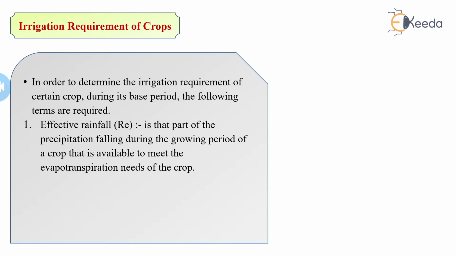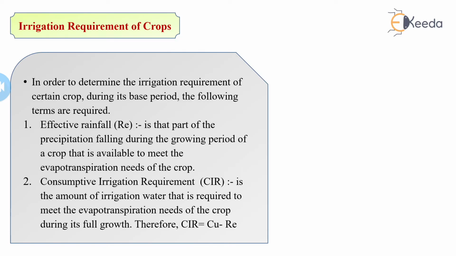Then the consumptive irrigation requirement. It is defined as the amount of irrigation water that is required to meet the evapotranspiration needs of a crop during its full growth. So it can be calculated by subtracting the effective rainfall from the consumptive use.